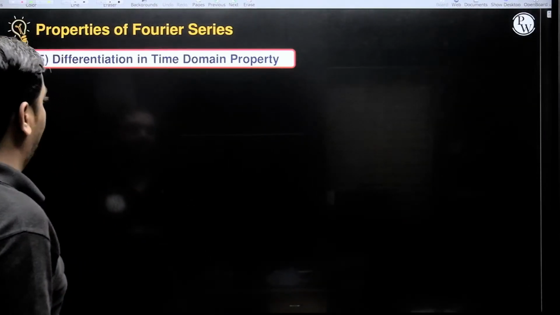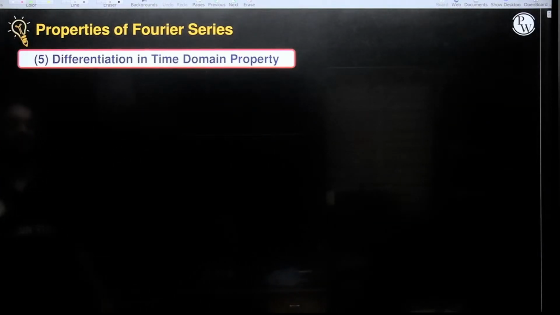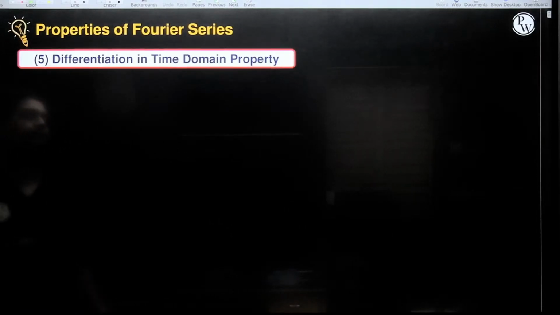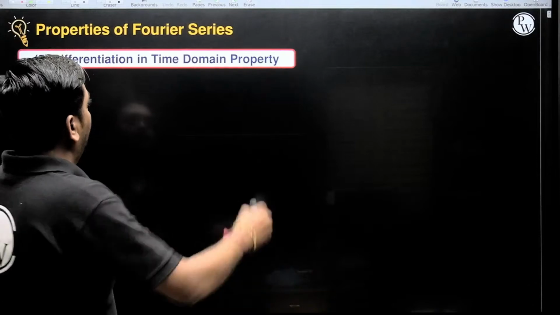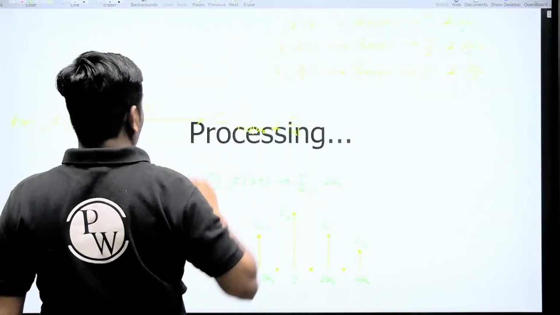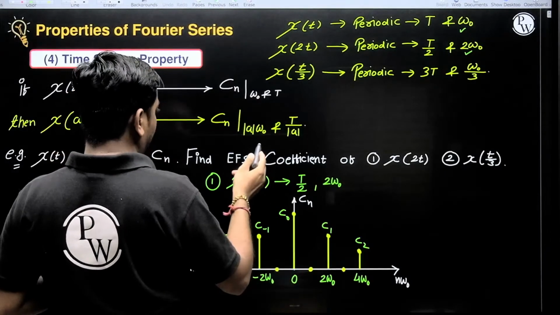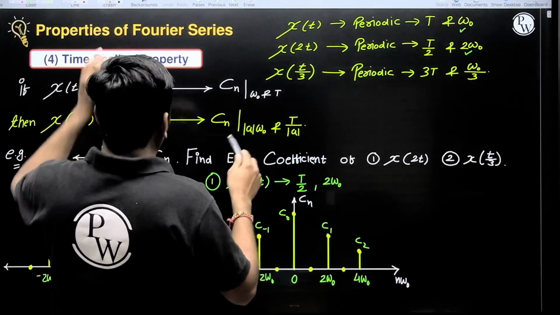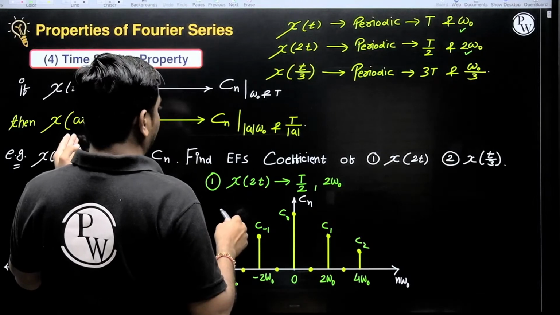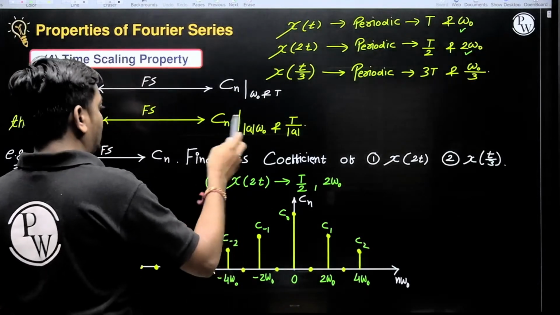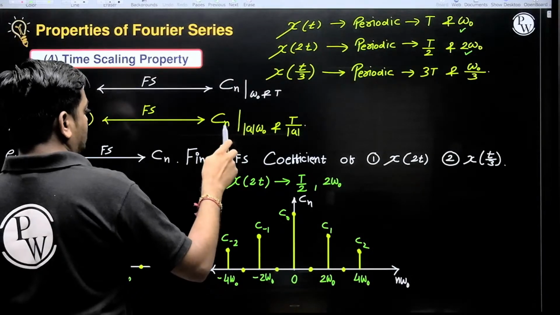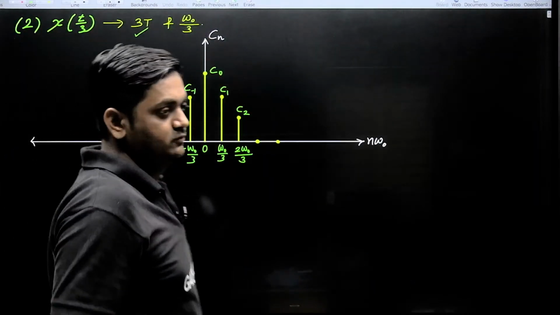So let us take the next property, that is the differentiation in time domain property. Here we did not require the mod of omega 0. I am writing mod because frequency and time cannot be negative, but if you take a equal to minus, then here n becomes minus n. But if you write omega 0 becomes minus omega 0, that is also no issue.